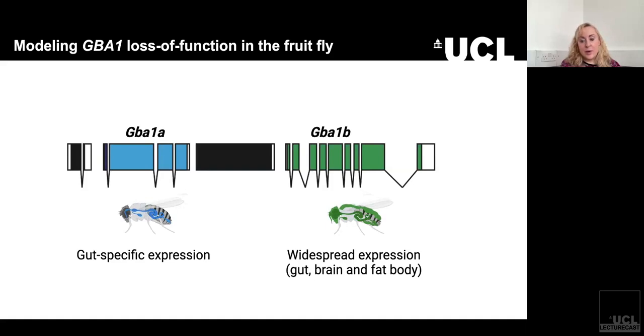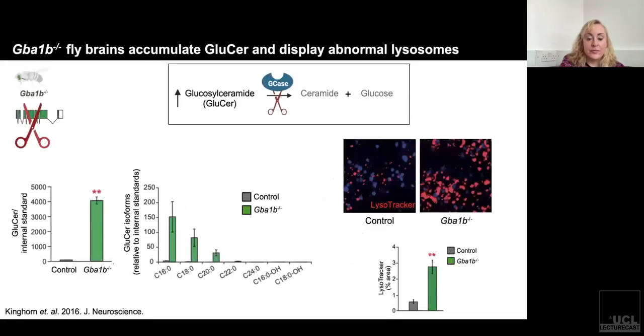Flies have two GBA1 genes. They have GBA1A, which is expressed exclusively in the fly gut, and also GBA1B, which shows widespread expression, including in the gut, in the brain, and also in the fat body. The fat body being the equivalent of the mammalian liver and adipose tissue. So given the fact that GBA1B is the main fly ortholog of GBA1, I previously knocked out this gene using homologous recombination, and it's this model that I'm going to focus on in this talk.